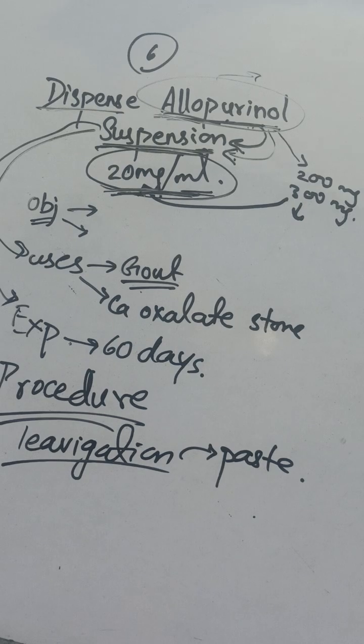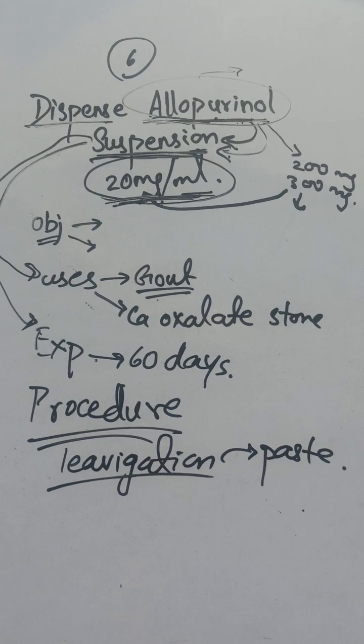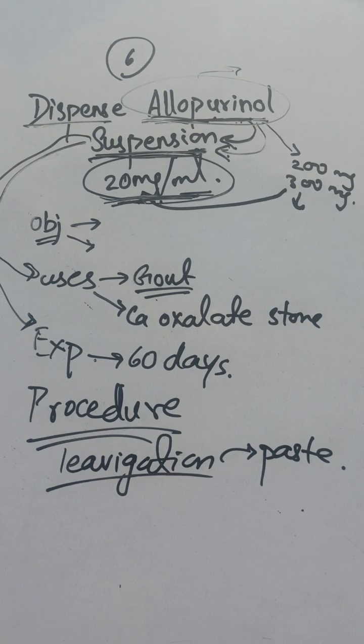Before taking the suspension, you have to shake it well so that the particles are uniformly distributed throughout the vehicle, and it will be more effective. Okay, after discussing the procedure, now we will talk about the role of the ingredients. We have two ingredients that we use here.